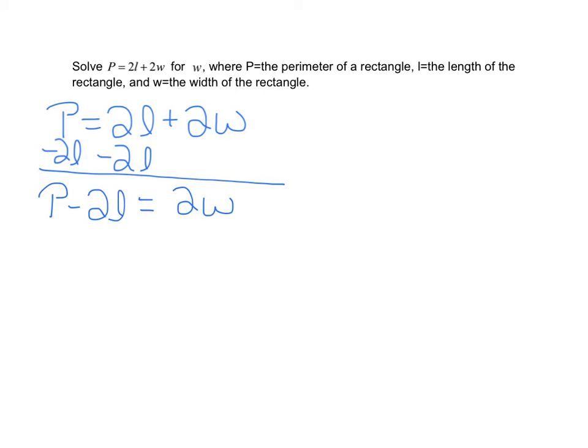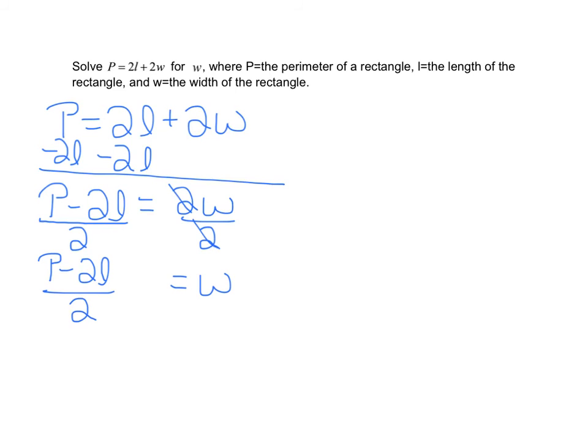Okay? Now, W's close to being isolated, but what's in the way now? That 2. What's the operation between 2 and the W? Multiplication. What's the opposite of multiplication? Division. So I'm going to divide this side by 2, and I also have to divide the left side by 2. But watch, I have to divide the whole side by 2, the whole thing, okay? Because I'm dividing both sides by 2. So these 2's cancel. I'm left with W. Now be careful over here. This is P minus 2L over 2. All right? Leave it that way.